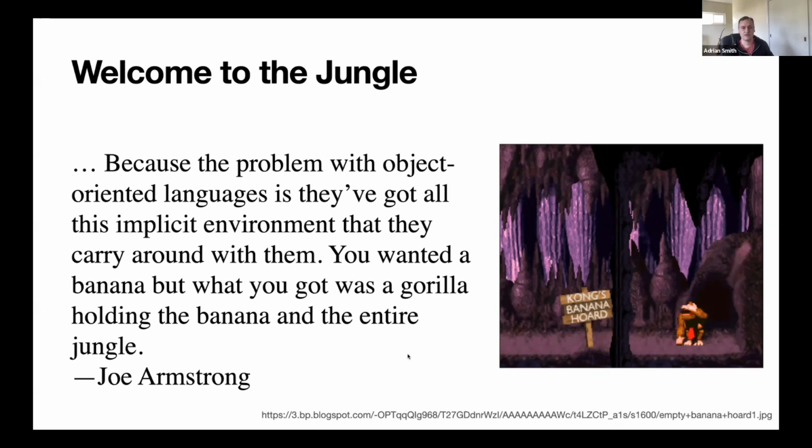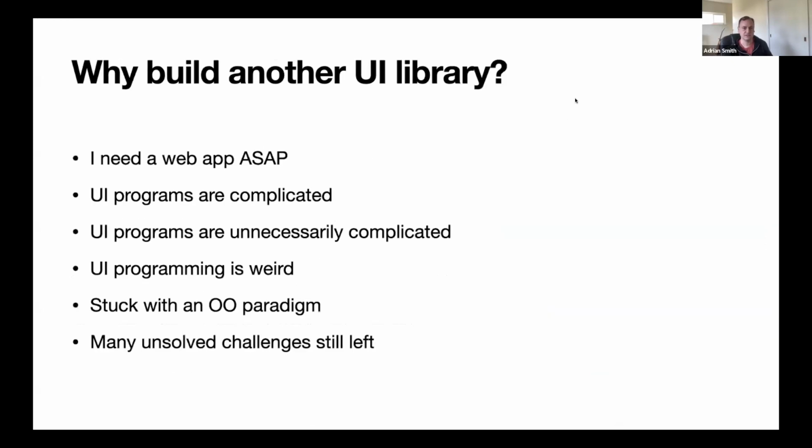And in this talk, I think one of the problems that we face with UI programming is that we're still kind of trapped by object-oriented programming. So this talk will hopefully cover some of those ideas, explain why they're a problem and how to fix them. And so one of the questions is, why have another UI library? I think a lot of UI libraries are focused on, I need a web app ASAP. And that's a good problem. That's an important problem. It's one a lot of people are interested in, but that's not what membrane is focused on. So the problems that membrane is focused on is that UI programs are complicated.